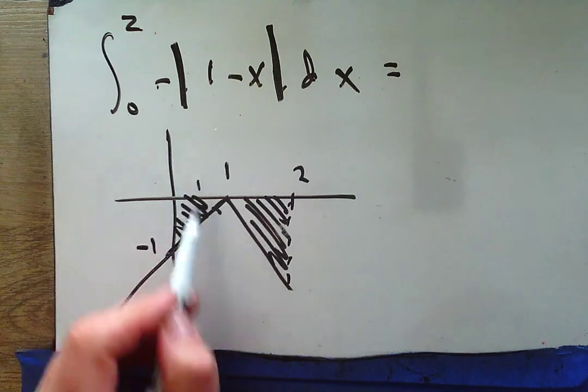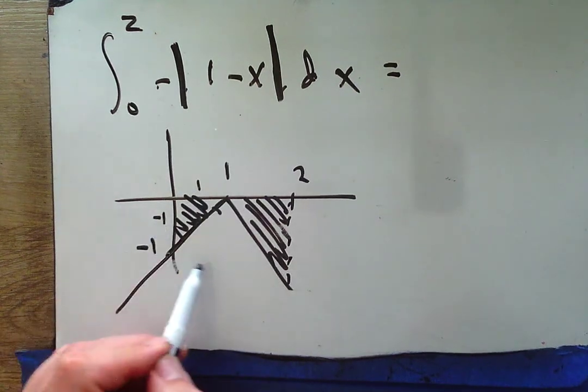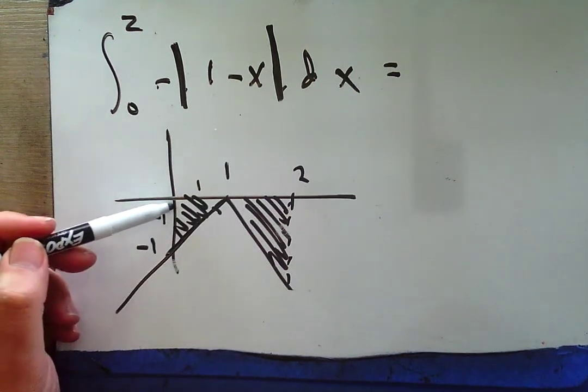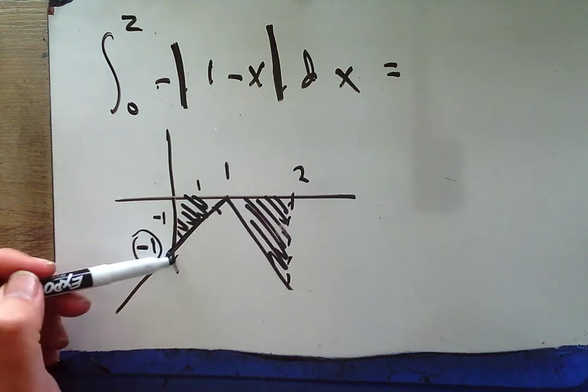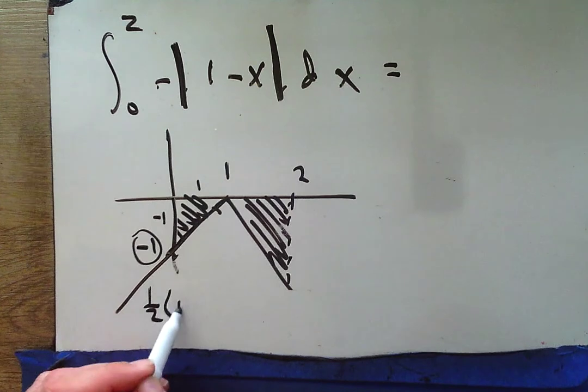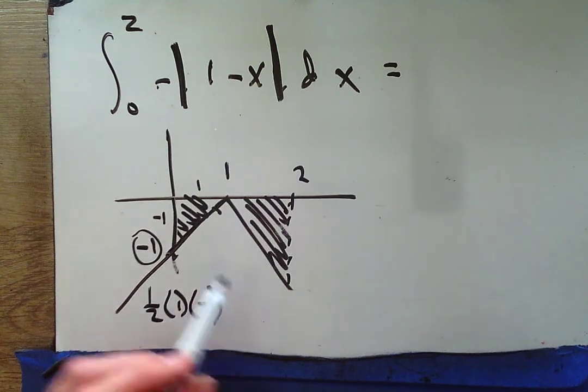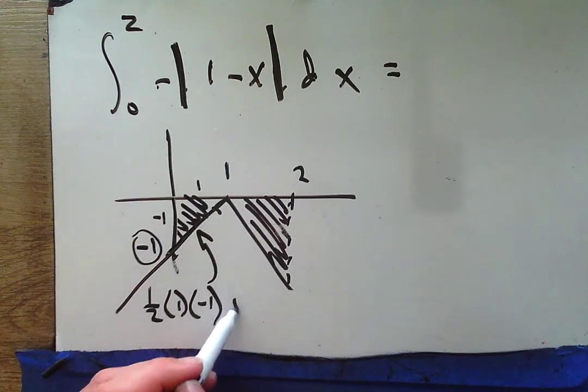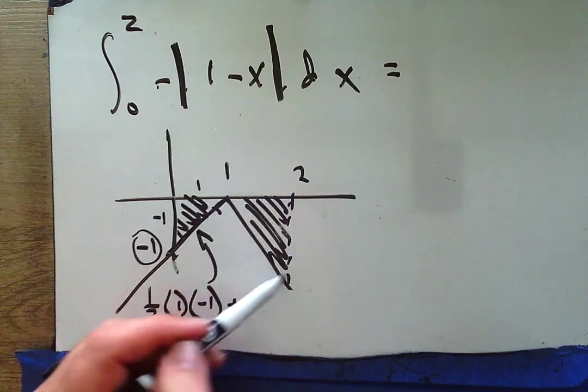So I know that's 1. I know that's negative 1. No, it's not positive 1. Look, I have to go down to negative 1. This length is negative 1. So I'd say 1/2 1 times negative 1 for this piece, plus, what about over here?